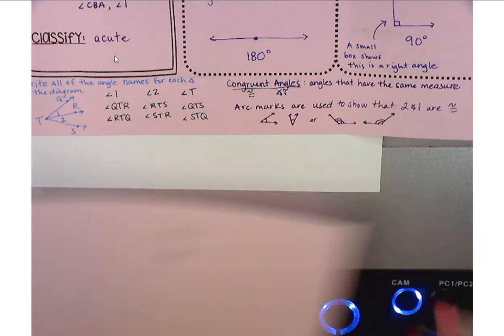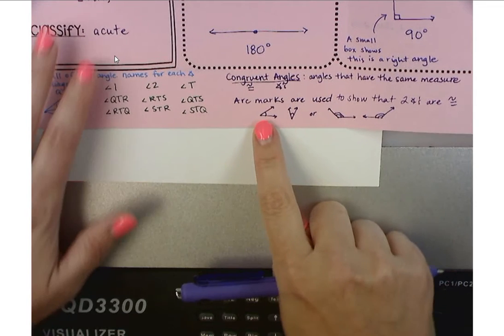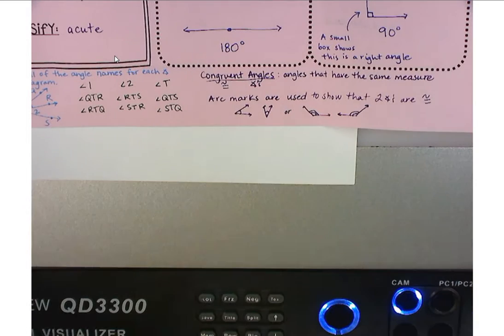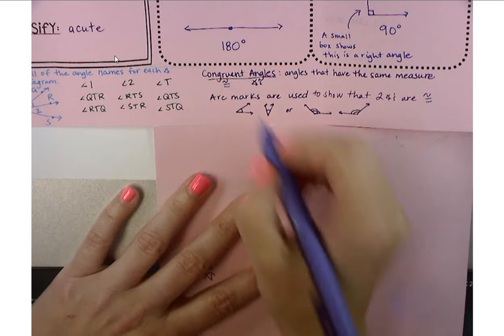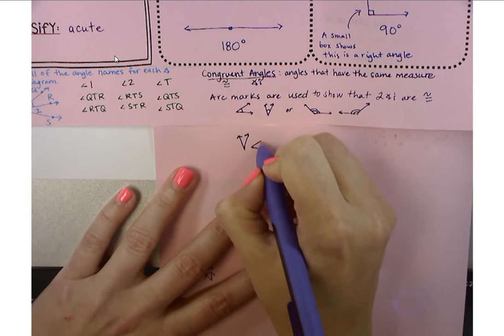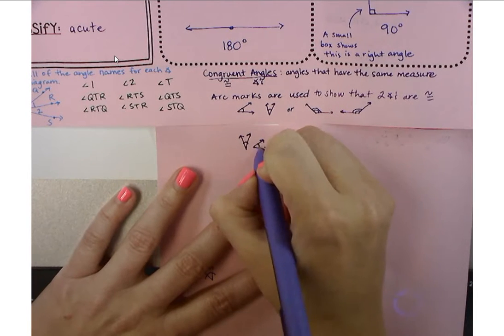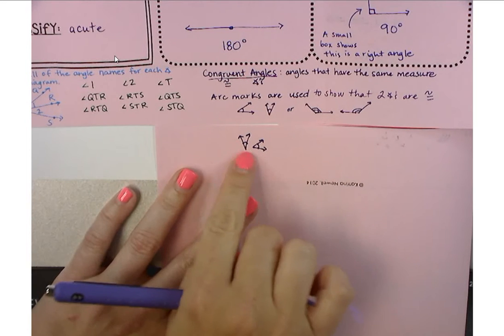And then to pick out what is congruent in a diagram, you'll see what are called arc marks. So if you have 2 angles that look the same, you can't just assume that they are the same. So if I were to draw 2 angles, even though they look similar, the only way I know they're congruent is if they have the same number of arcs. So these each have 1, so I know they're congruent.